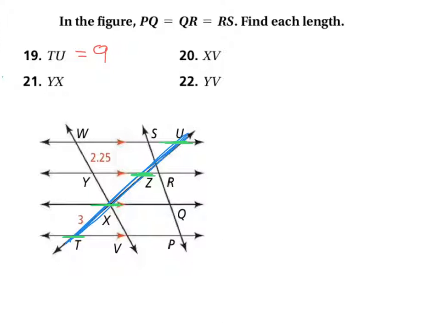What about YX? Well, that's another one of those segments. Equals 2.25. This segment here, same, going to be equal to 2.25. And YV, where's that? That is the 2 segments together. 2.25 and 2.25 is 4.5.